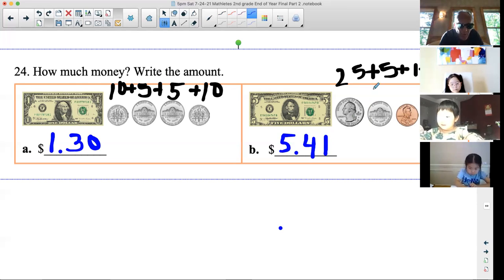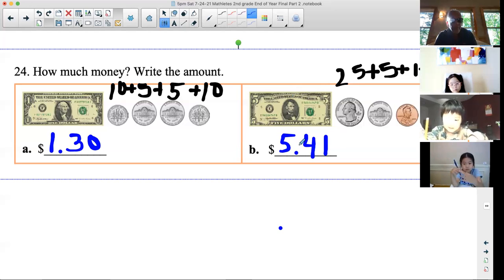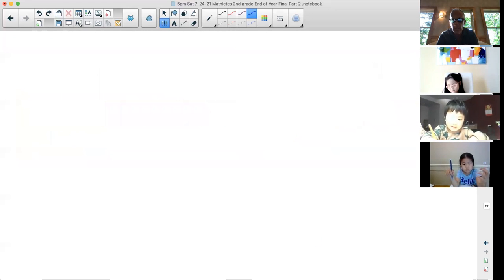And that is beautiful work. 25 cents plus 5 cents is 30 cents. 30 plus 10 is 40. And 40 plus 1 is 41 cents. $5.41. Very, very nice job. Okay, our next challenge.